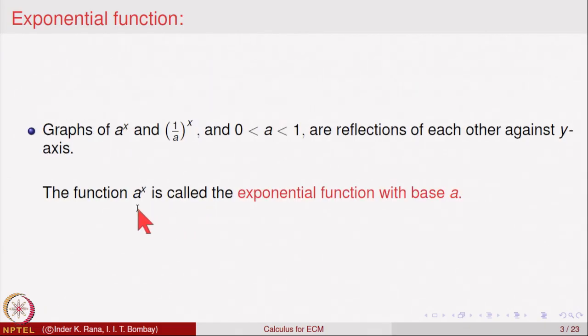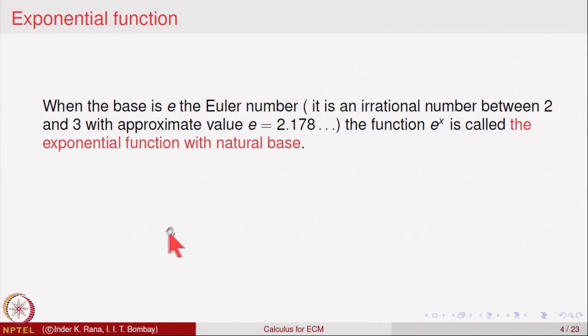Both these functions, or for any a bigger than 0, the function x going to a raised to power x is called the exponential function, and this number a is called the base of that function. So, it is the exponential function with base a. When this base is the number e, it is a very special number on the real line which is bigger than 1. It is a number between 2 and 3, and its approximate value is 2.718. It is an irrational number, so you cannot write its exact value.